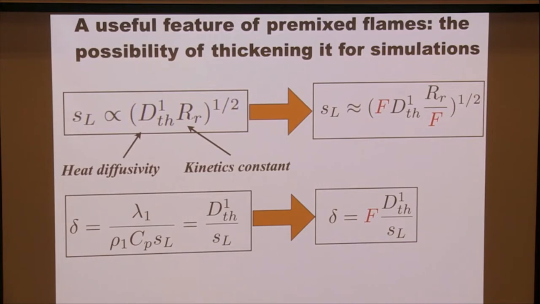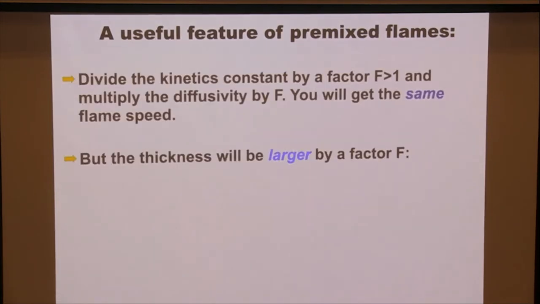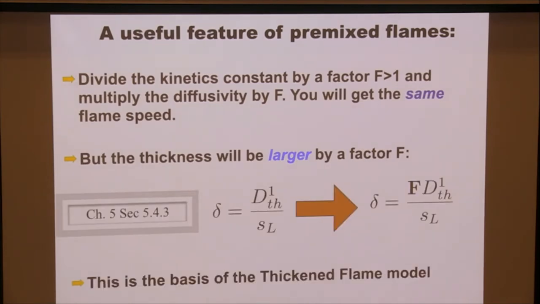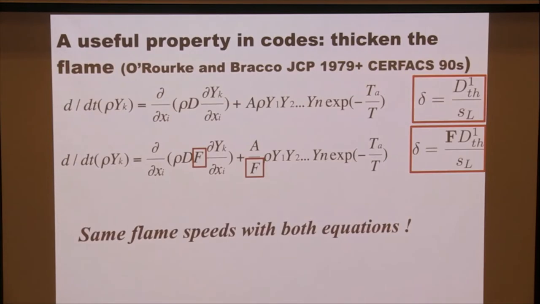Okay? And the thickened flame model today has become almost a standard in the community, because it's quite convenient for many examples that we will see tomorrow. So that really means that when you go to the thickened flame model, if you look at the equations, this is the exact equation for species. If you just multiply D by F in this expression, and you divide the reaction rate by F in this expression, you will have the same flame speed, but you will have a larger flame thickness.